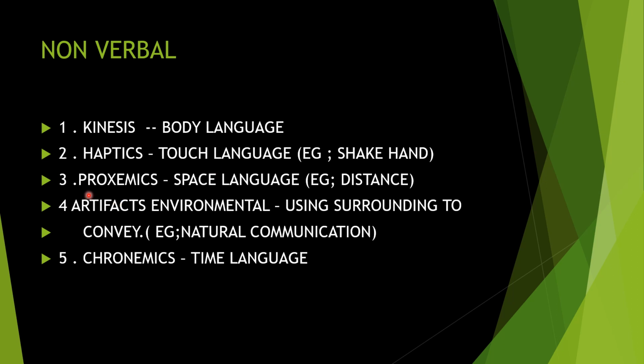The third one, proxemics, space language. What is space language? That is distance. If a teacher and a student are standing nearby, we can understand there is a gap between them. There is a particular distance kept when talking with one person or giving communication. There is some distance in centimeters that will be kept. From the distance we can understand what kind of relationship is going on. A mother and child have a very close relationship, so she will pat or hug and talk. That is the space distance.